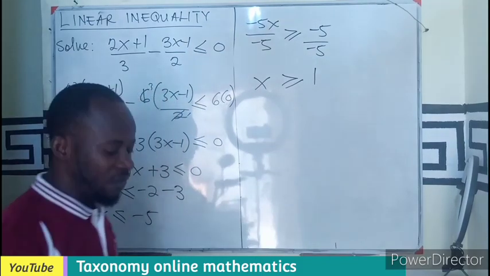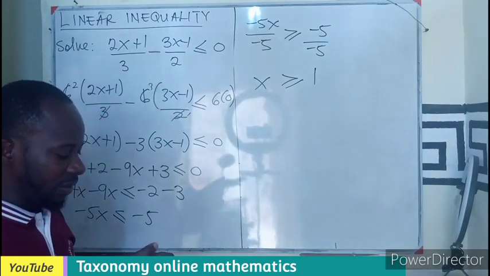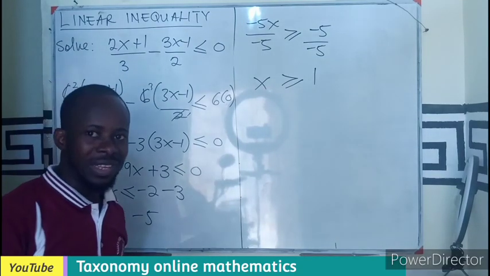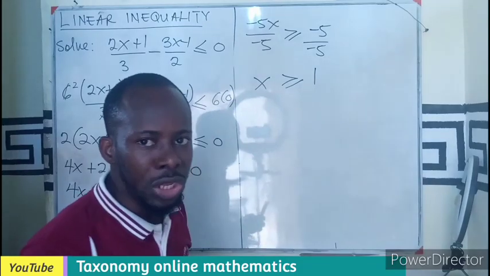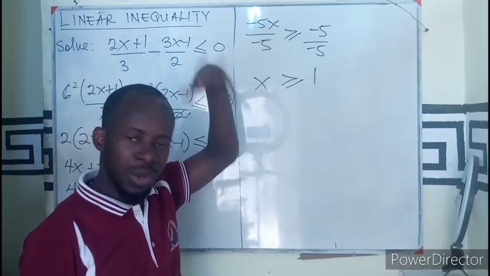1. So the values of x that will satisfy this expression are values of x that are greater than or equal to 1. So 1 satisfies, 2, 3, 4 in that order.